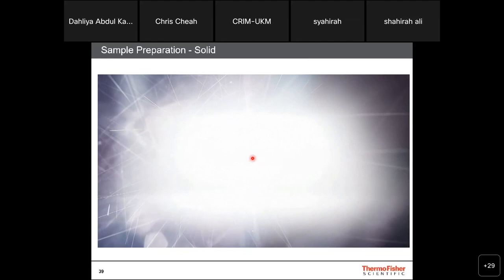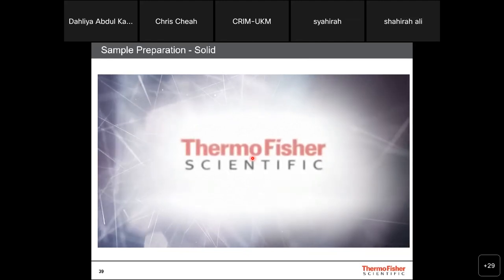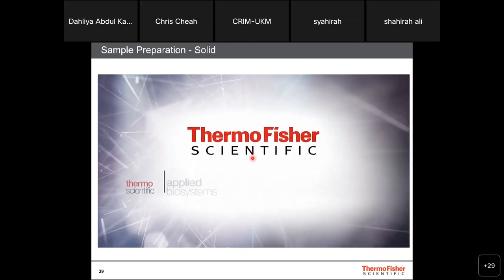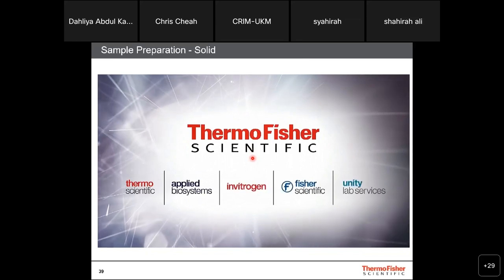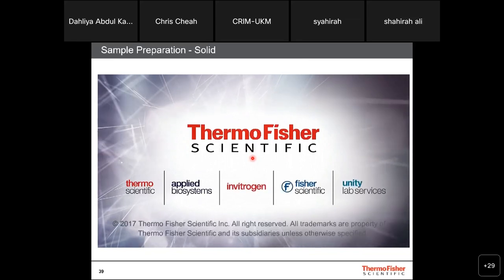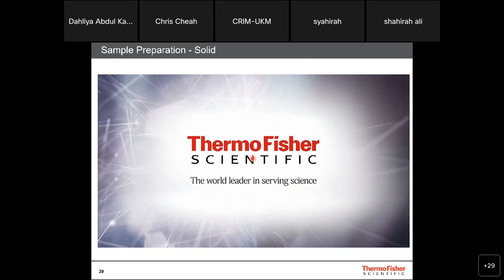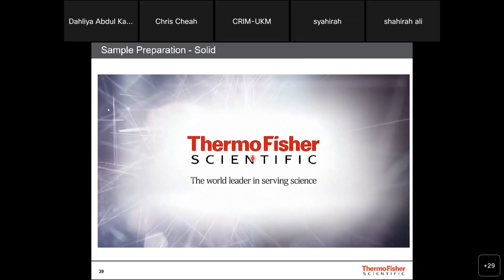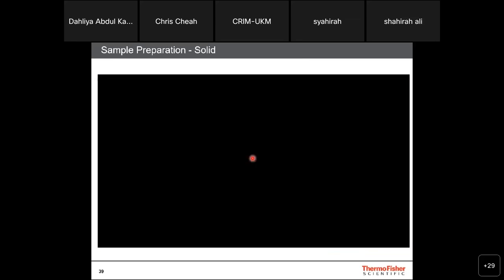Okay, the first time I tried weighing the sample, my hand was a bit shaky, so it took me about 5 minutes just to prep one sample. When you get practice, you'll be more comfortable. Now for every sample, it takes me less than a minute to prep it.